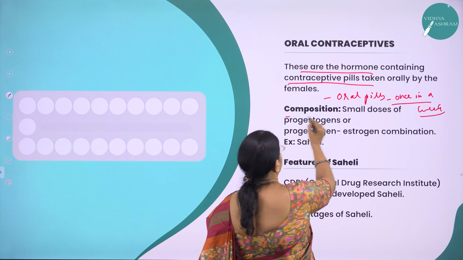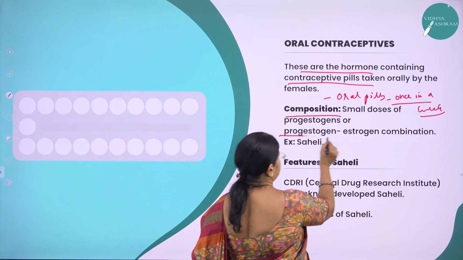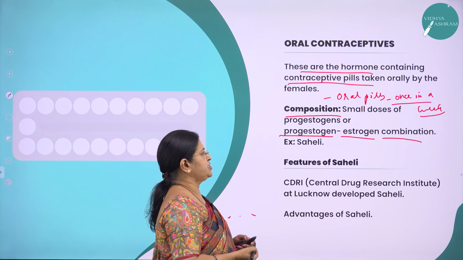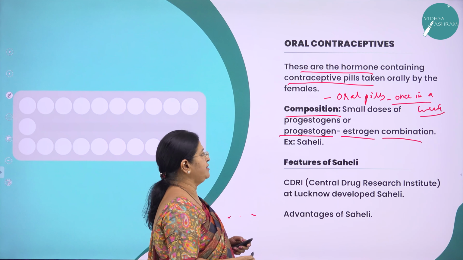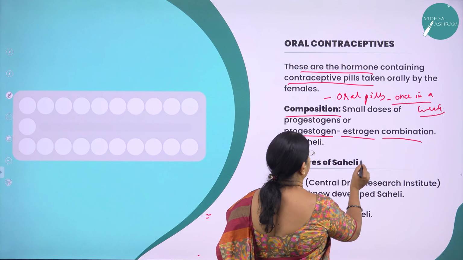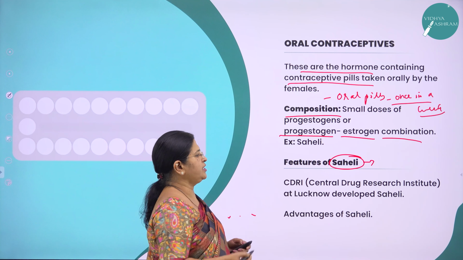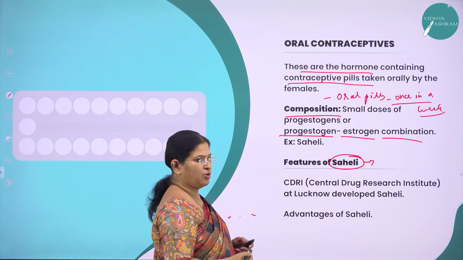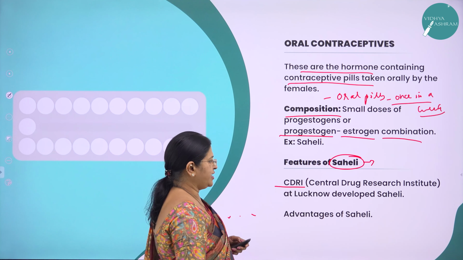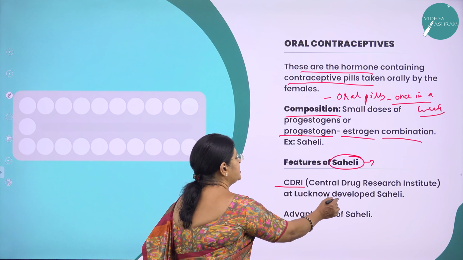And what is the composition of these oral pills? The composition is either progestogen or estrogen combination. So, you know, these are the hormones, right? Progestogen and estrogen combination. And one such very important oral contraceptive is called Saheli, which is quite effective in use. This Saheli is an oral pill developed by CDRI, the Central Drug Research Institute at Lucknow.